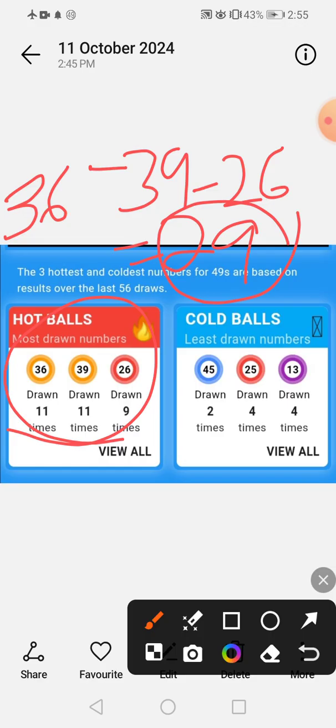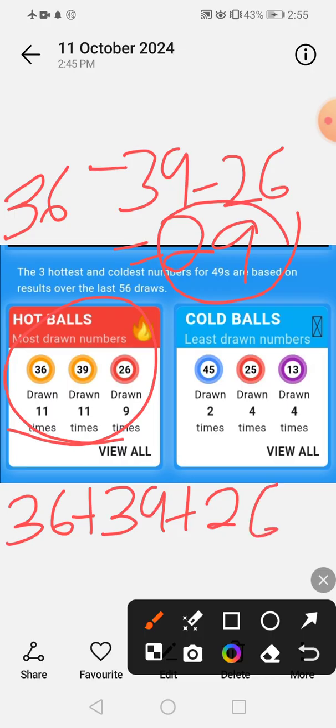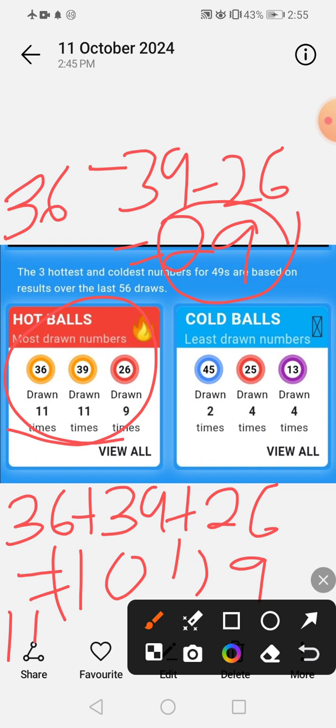So remember, this side we were subtracting. Now we're going to add. We're going to say 36 plus 39 plus 26 equals 101. This 101, when you subtract this number, you get a 9. When you add, you get an 11. So 9 came, 10 came, and then we were left with 1 and 11.